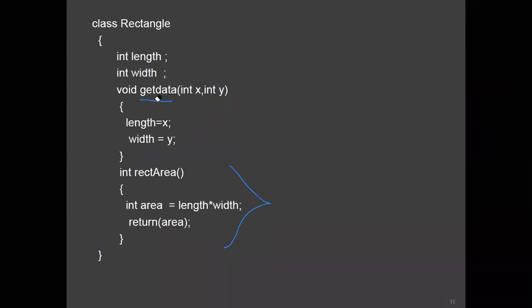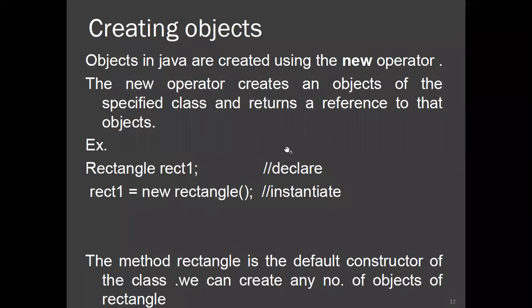All right, so let's see how to use this in our regular Java program. Before we use it, we need to know how to create objects. In order to create an object, we require a class name. Objects in Java are created using the new operator. With the help of the new operator only, we create objects. The new operator creates an object of the specified class and returns the reference to that particular object.